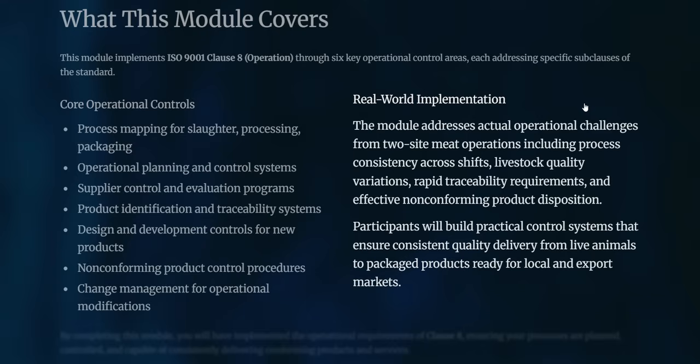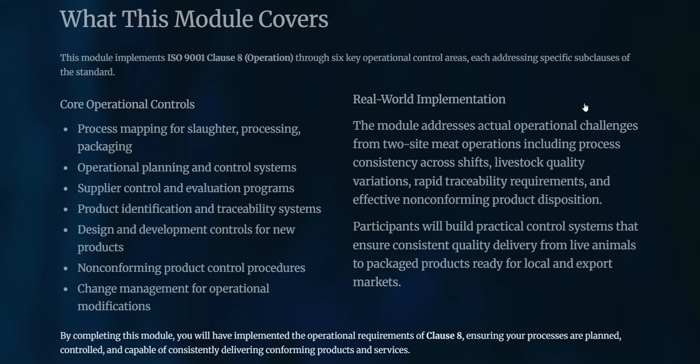But if you are replicating this in your organization, which might be in a different sector, you should build the practical control system and replicate it in your organization from raw material to the final product and to the market that you go to. Here we will cover the import and export, the local and export market.